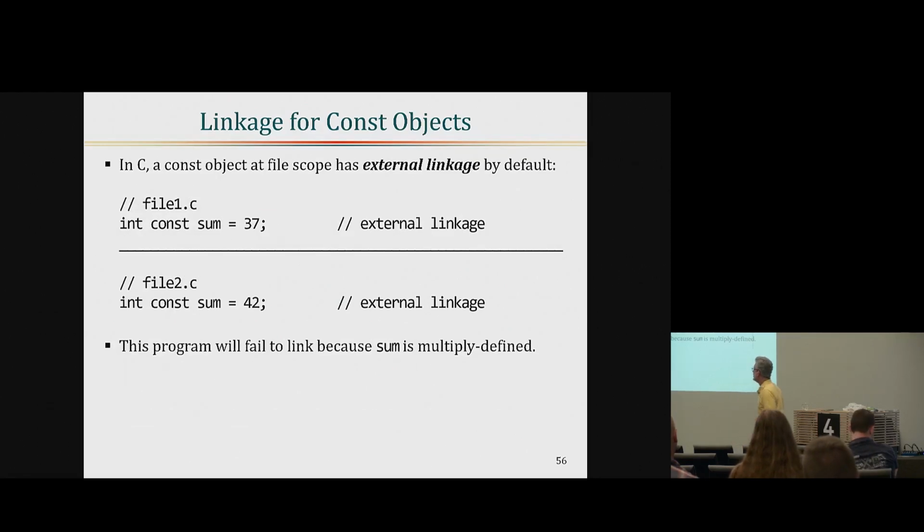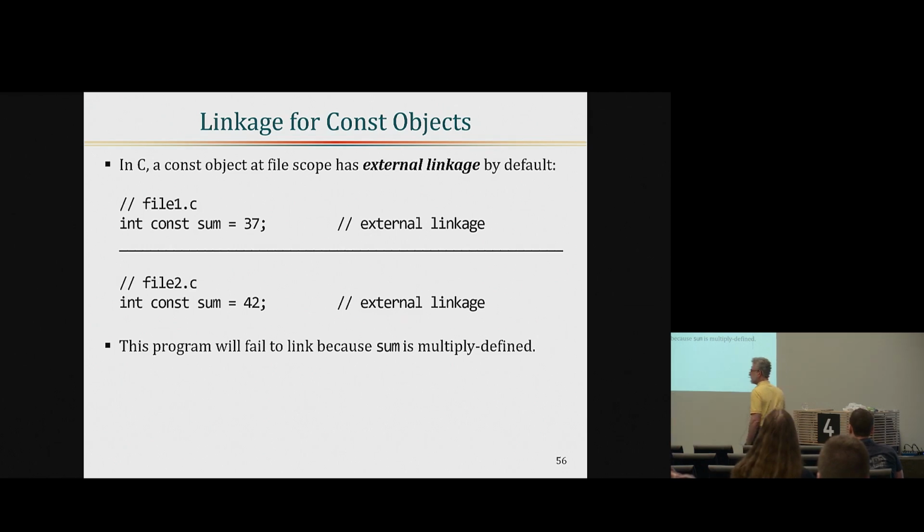And so the difference is that in C, they have external linkage by default. So if you were to do this, where you put a symbolic constant in one source file and in another like that, you'd actually get link errors. That code will compile both translation units and then fail at link time because the symbol sum is multiply defined.